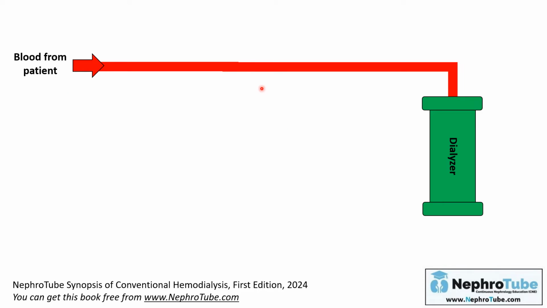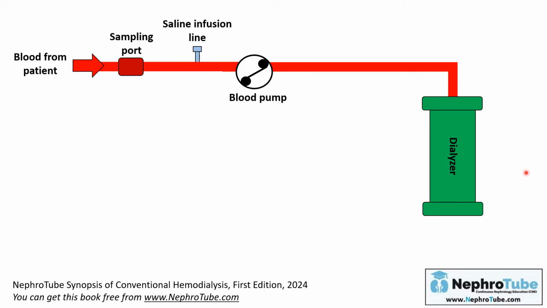Through the arterial segment, you will find the blood pump, which is one of the components of the extracorporeal blood circuit that I will discuss within a few slides. Within this arterial segment, you may also find a sampling port. You can find a site for solutions infusion. You can find the site of the heparin pump.